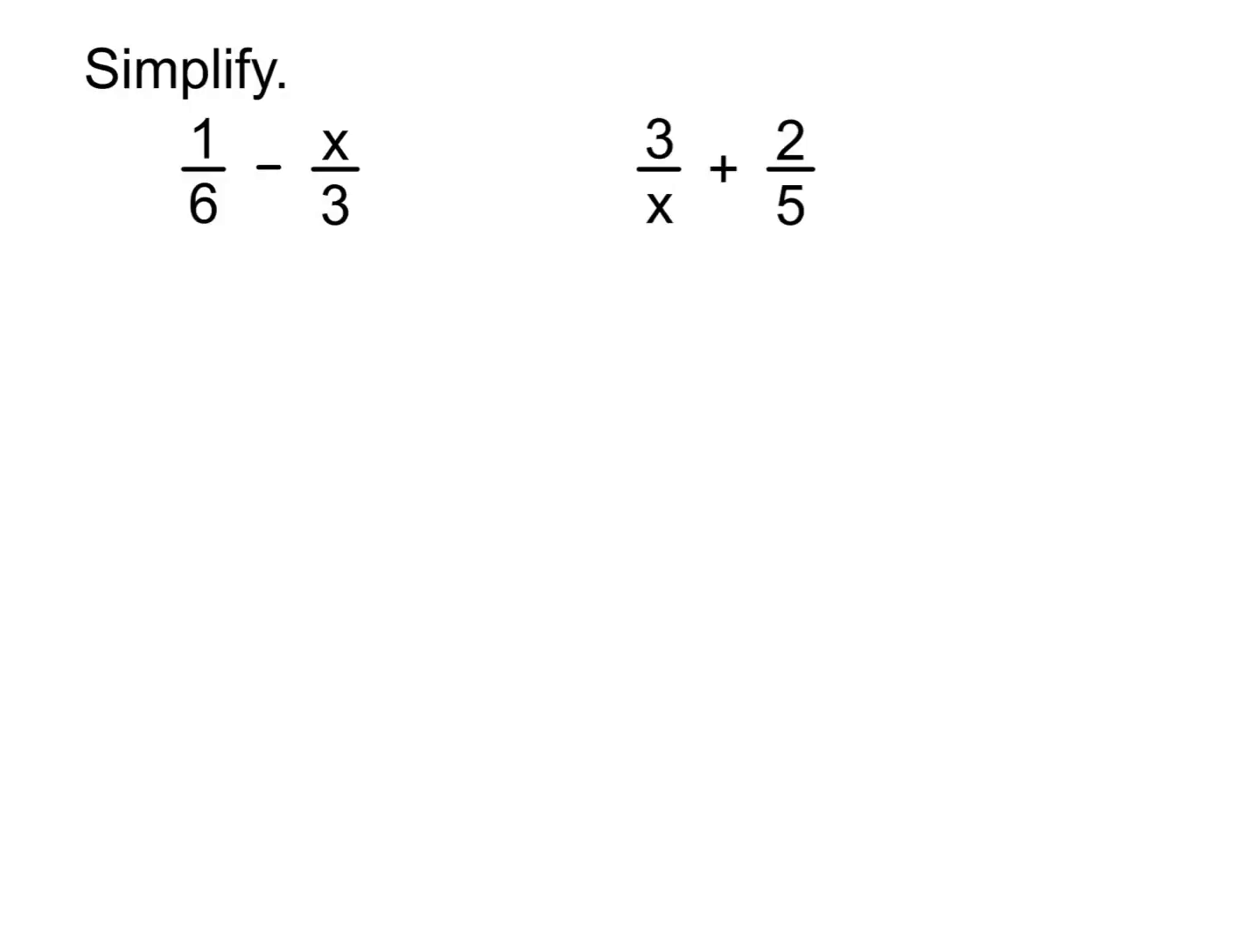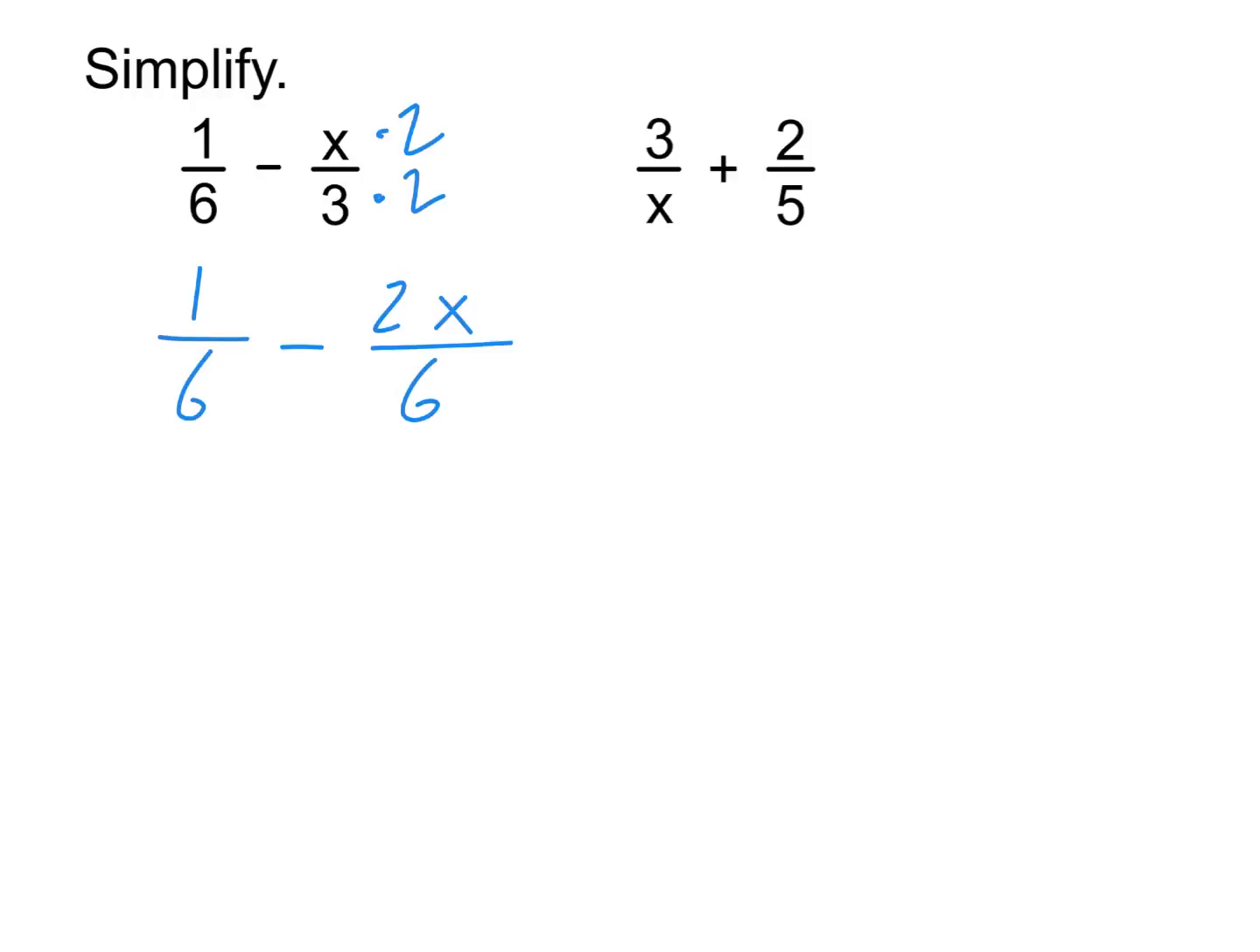Now, since the first one is already over 6, I just need to leave it. The second one though, what am I multiplying both the top and the bottom by? 2, absolutely. Because 3 times 2 gives us a 6. So that gives me 2x over 6. All right, now we go ahead and do the subtraction.